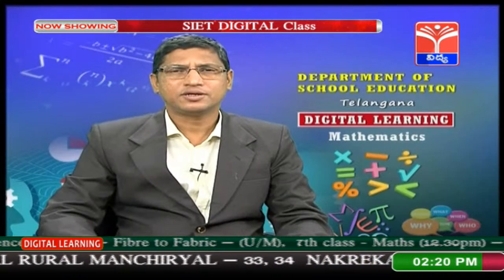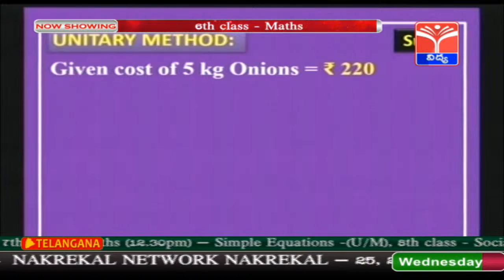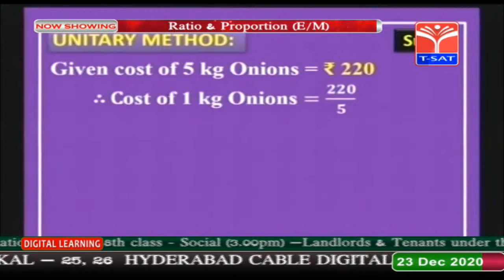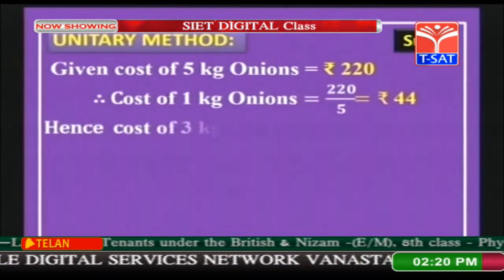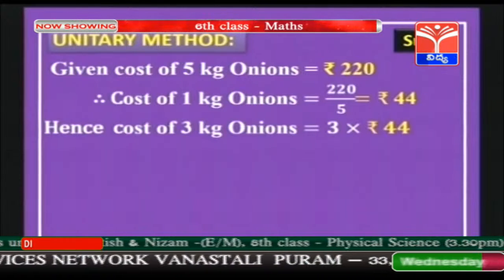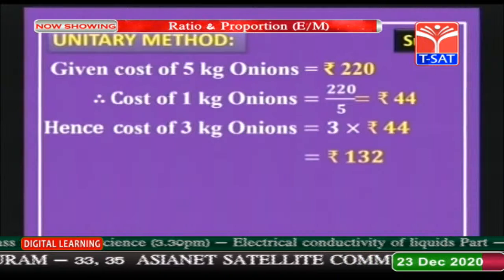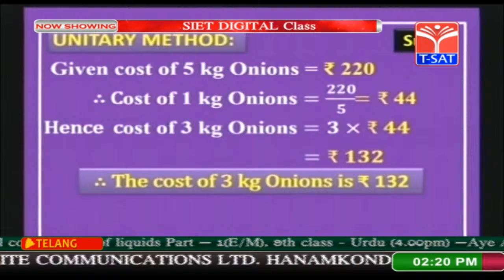So let us consider the case of Suraj now. Given cost of 5 kg of onions is 220 rupees. Yes, 220 rupees divided by 5. On dividing this, we get 44 rupees. Now what is the cost of 3 kg onions, children? 3 into 44, which gives 132 rupees. Therefore, the cost of 3 kg of onions is 132 rupees.